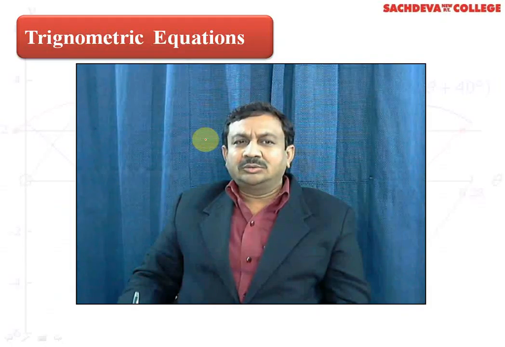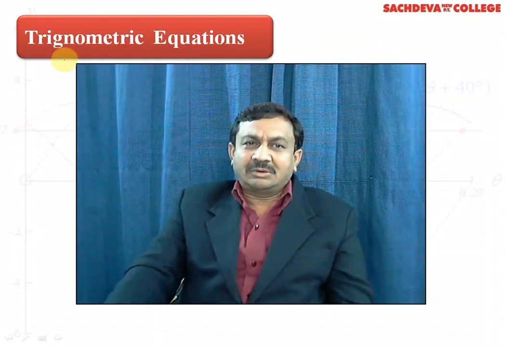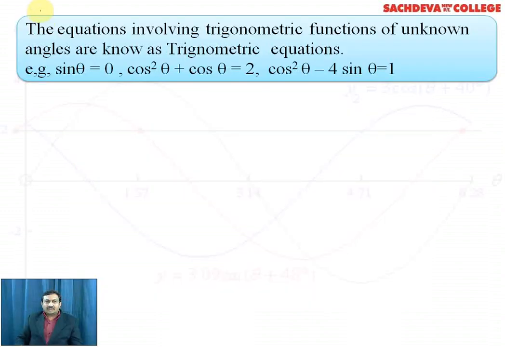Today we are going to study trigonometric equations. First we discuss trigonometric equations. The equations involving trigonometric functions of unknown angles are known as trigonometric equations. For example, sin theta is equal to 0, cos square theta plus cos theta is equal to 2, cos square theta minus 4 sin theta is equal to 1 are trigonometric equations. Here the unknown angle is theta.